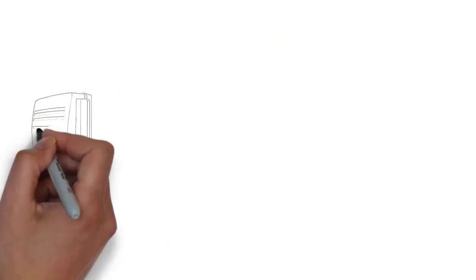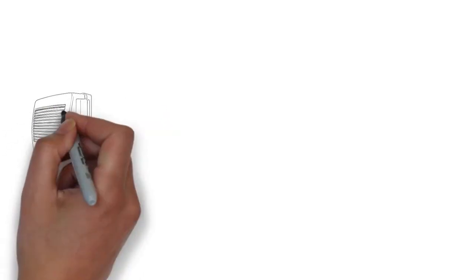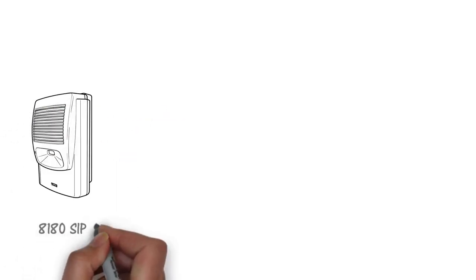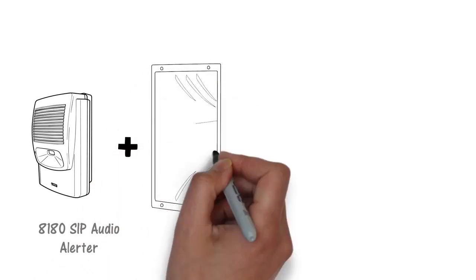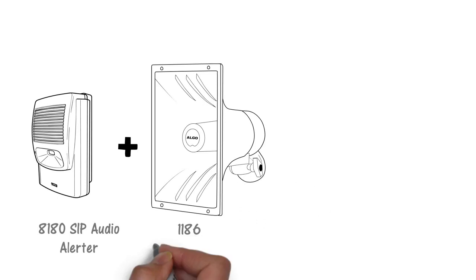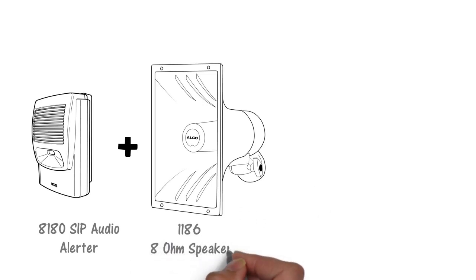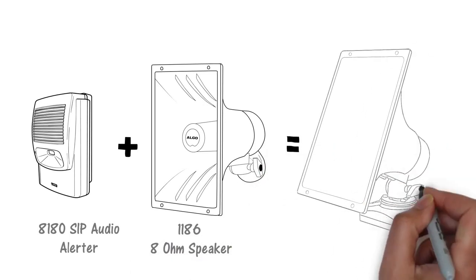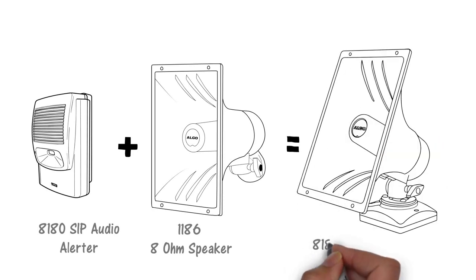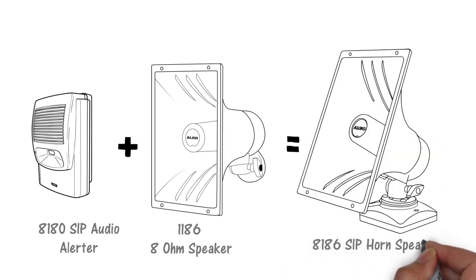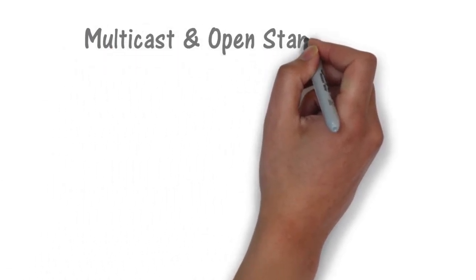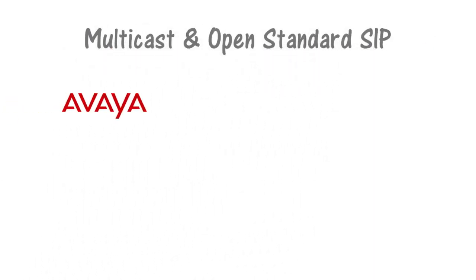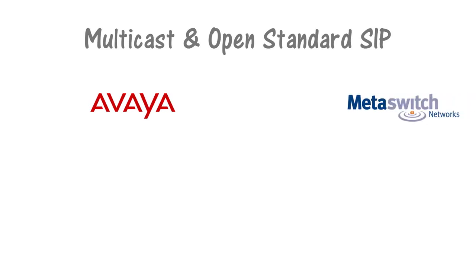For customers already familiar with the Algo 8180 SIP audio alerter, the 8186 horn speaker is equivalent to the 8180 and the 1186 8-ohm horn speaker, combined into an all-in-one endpoint. All of the 8180 features have been included in the 8186 horn speaker. Like other Algo IP endpoints, the 8186 horn speaker supports both SIP registration and multicast.